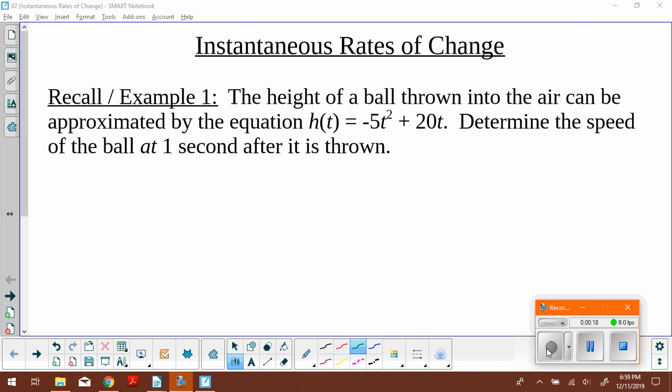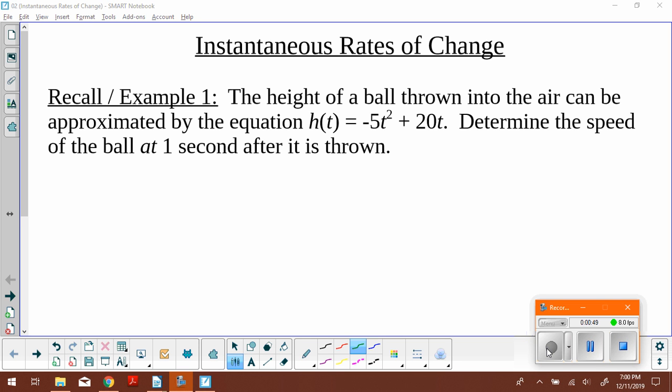The height of a ball thrown into the air can be approximated by the equation h of t equals negative 5t squared plus 20t. Determine the speed of the ball at 1 second after it is thrown. Okay, key thing there being at, right? This is not the average rate of change over the first second. I want to know at the exact moment, 1 second after it gets thrown, what is the speed of the ball right now?